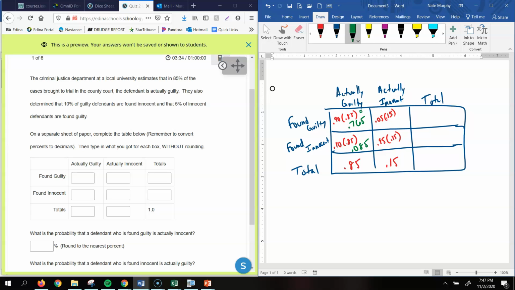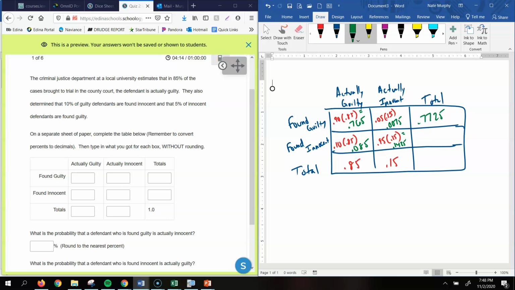Next I'm going to take 0.05 times 0.15, and that gives you 0.0075. Remember the instruction said not to round. Then if I take 0.95 times 0.15, I get 0.1425. Let me add those two together: 0.1425 plus 0.0075, sure enough I get 0.15. So now I can be confident that when I find my row totals, those are going to be correct. So 0.765 plus 0.0075 gives me 0.7725.